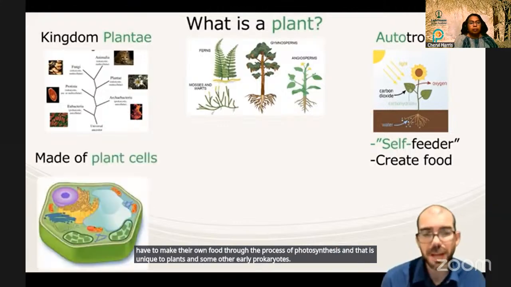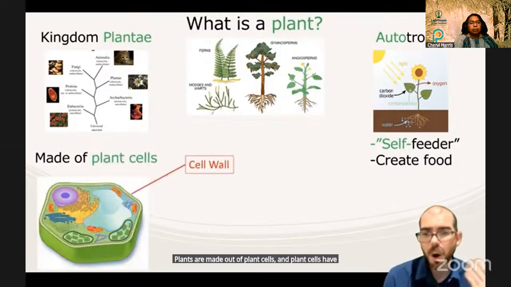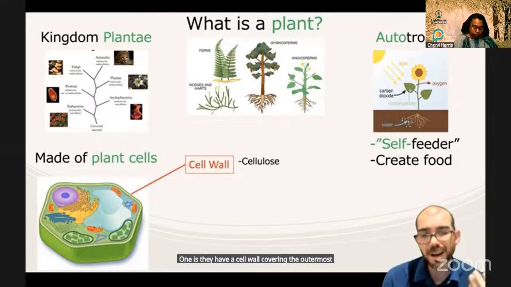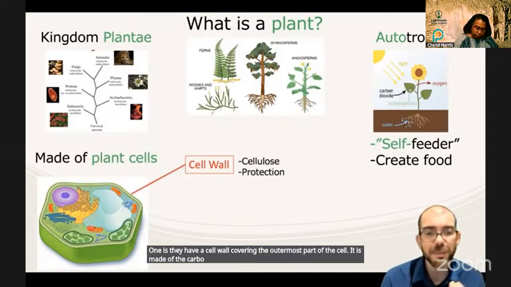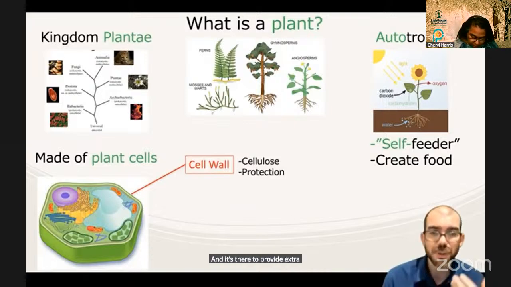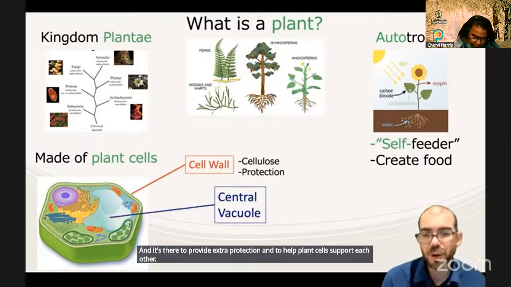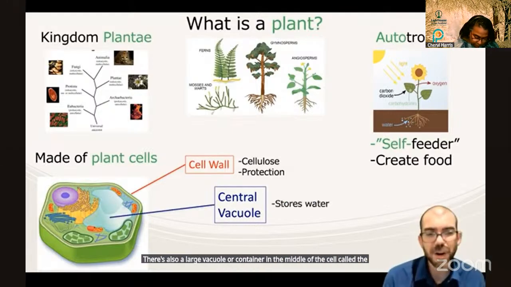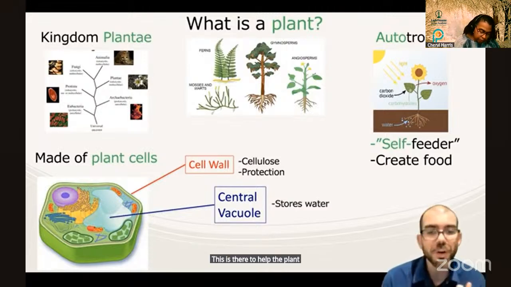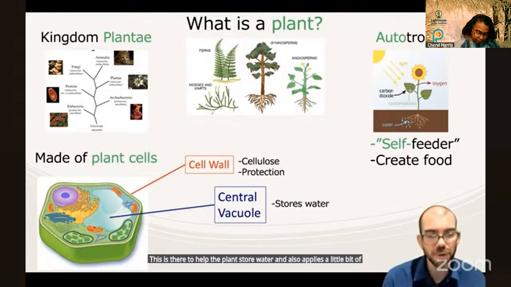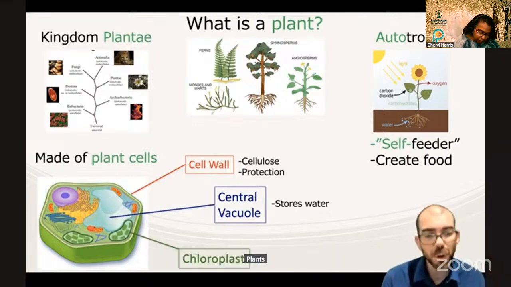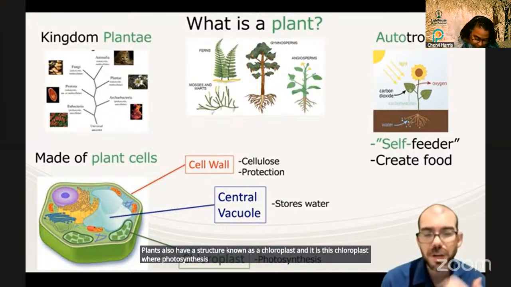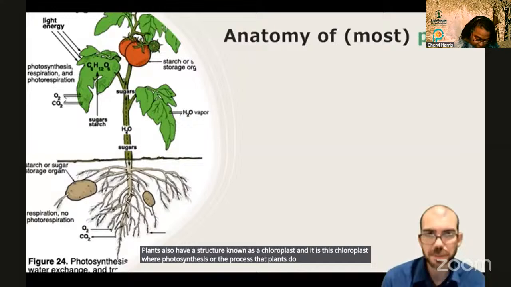Plants are made out of plant cells, and plant cells have three unique characteristics. One is they have a cell wall covering the outermost part of the cell. It is made of the carbohydrate cellulose, and it's there to provide extra protection and to help plant cells support each other. There's also a large vacuole or container in the middle of the cell called the central vacuole. This is there to help the plant store water and also applies a little bit of pressure on the cell wall to make it even sturdier. Plants also have a structure known as a chloroplast, and it is this chloroplast where photosynthesis, or the process that plants do to make their own food, occurs.